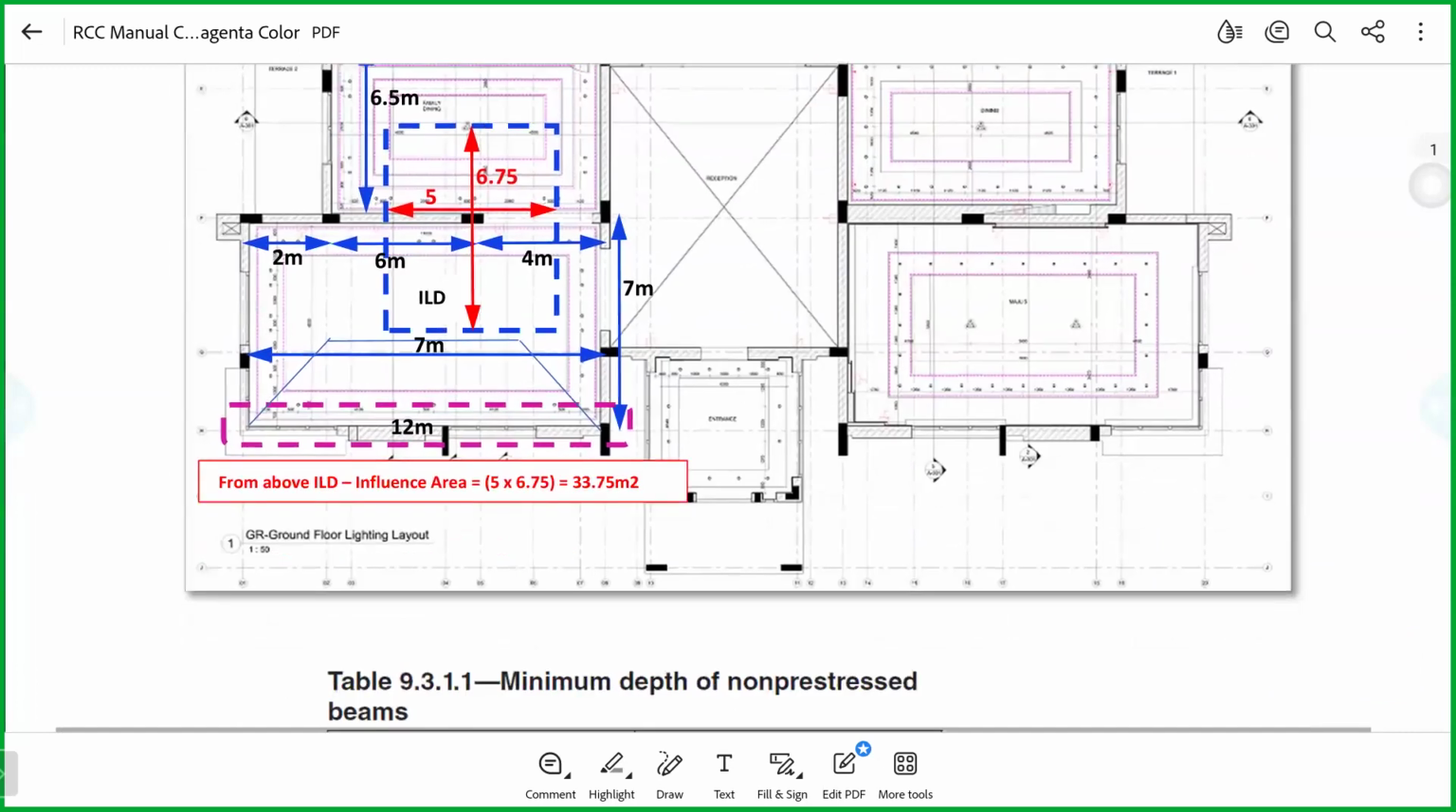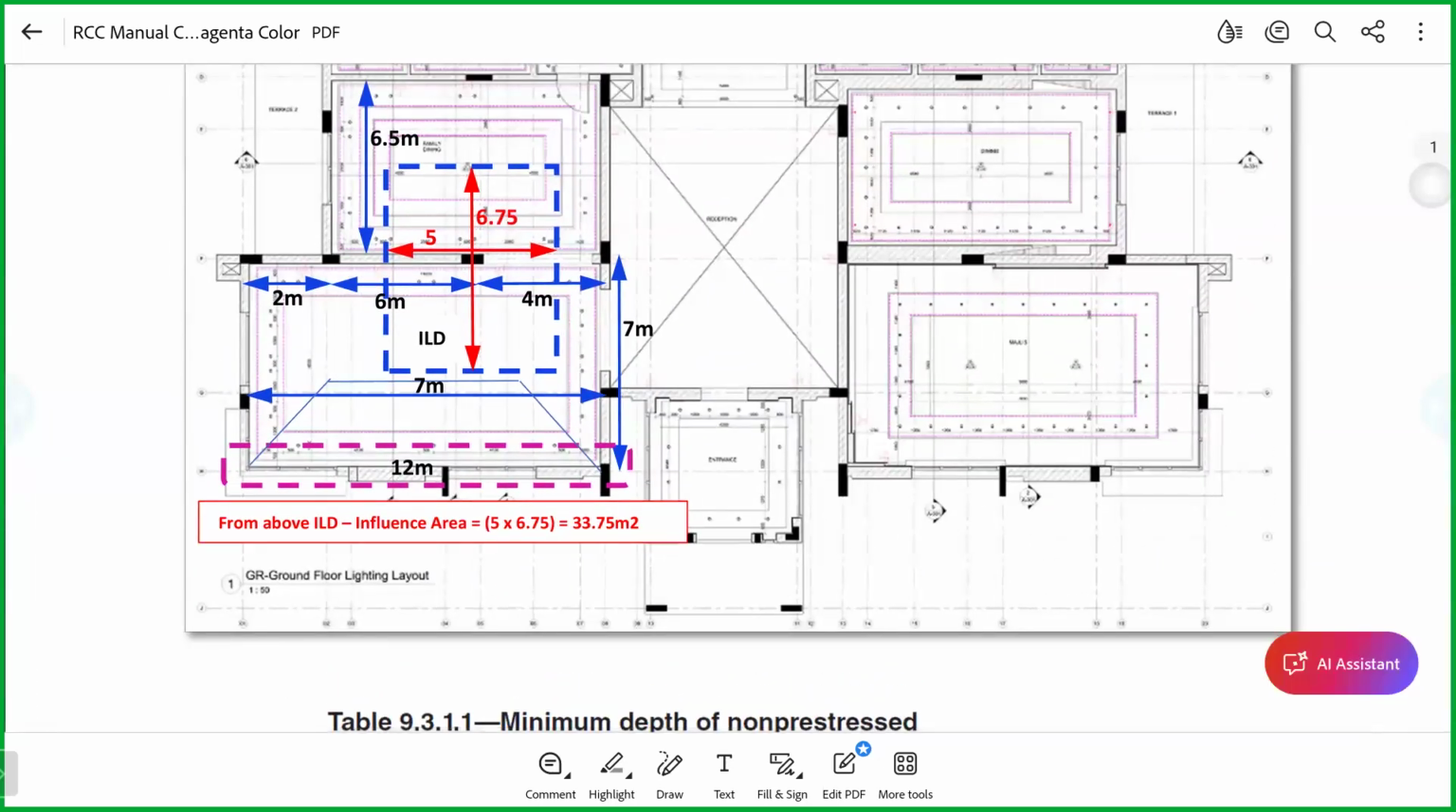Okay, so I'll go here. When you talk about this column, okay, the influence line diagram. Remember, last class we saw the influence line diagram. What is the influence line diagram? Half of the distance from the adjacent supporting columns. What is the distance here? It is 6.5 meters. What is the distance here? Actually, 7 meters. So half here is almost how much? 6.75 meters. Okay, and fantastic.